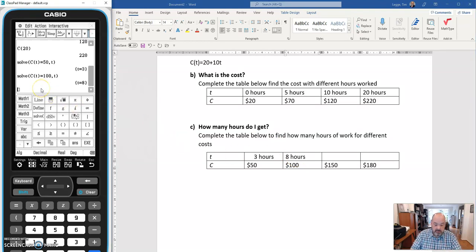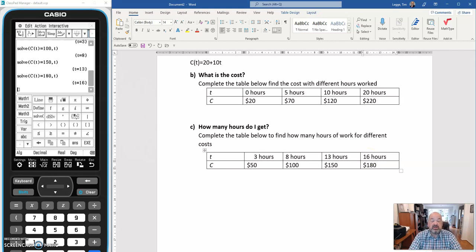Let's do it again. This time, just for a change, I might write it out again. Solve when our newly defined function C of t equals, in this case, 150. Solving for t, what does t equal when C of t equals 150? It equals 13 hours. And lastly, let's do the same thing again when he earned $180. t equals 16 hours.